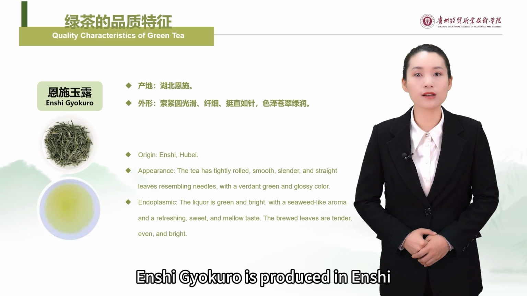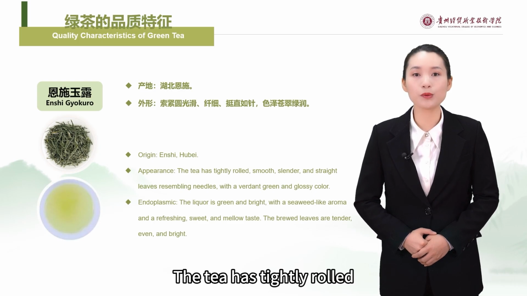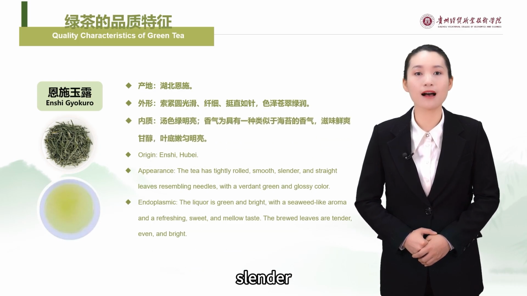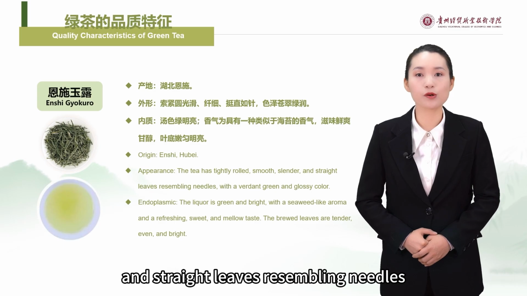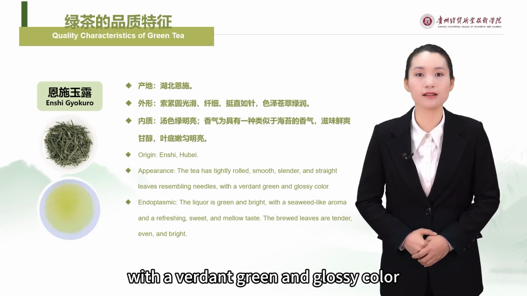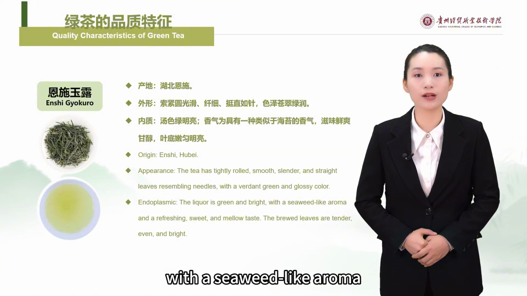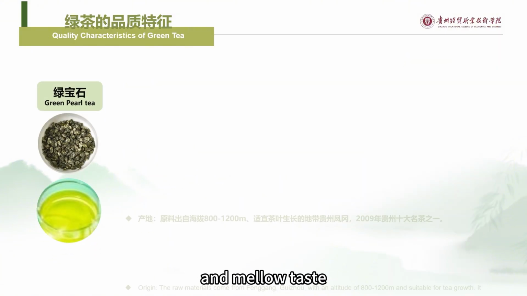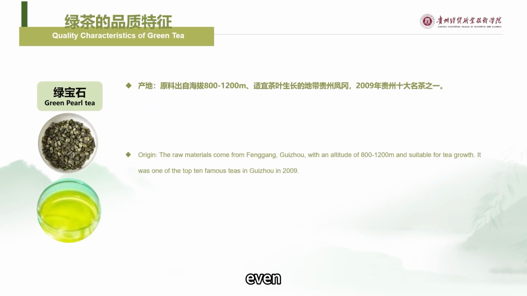Enshi Yulu is produced in Enshi, Hubei. The tea has tightly rolled, smooth, slender, and straight leaves resembling needles, with a verdant green and glossy color. The liquor is green and bright, with a seaweed-like aroma and a refreshing, sweet, and mellow taste. The brewed leaves are tender, even, and bright.